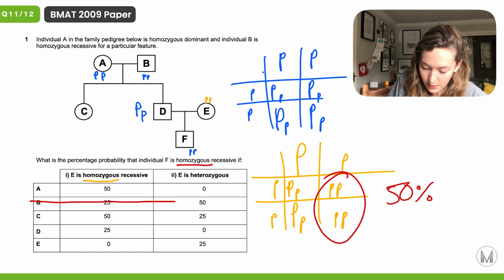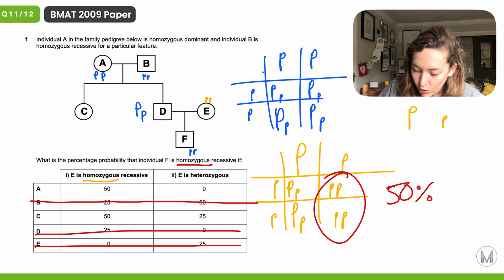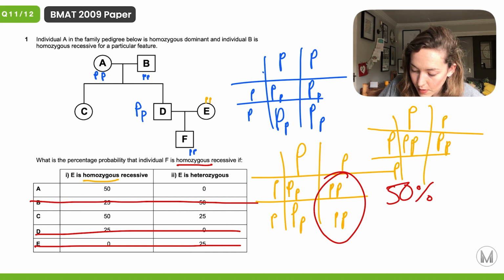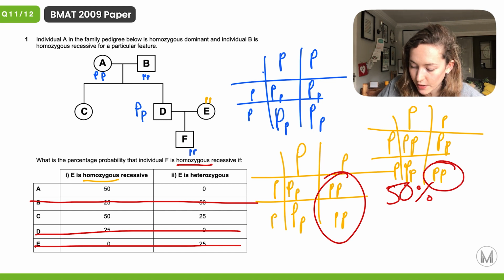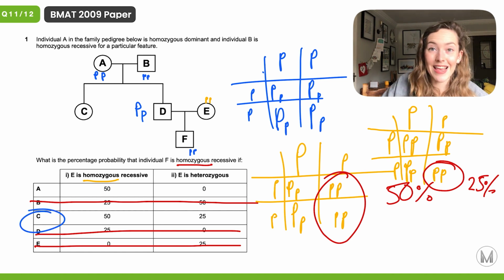So let me eliminate quickly. I can just eliminate anything that suggests anything other. So we've got our 2 50% left. And then E is heterozygous. So let's do our D again. We know that D has to be heterozygous, but now we're crossing it with another heterozygous. So uppercase, lowercase, lowercase. Okay, and again, I've been asked what is it that we've got? F is homozygous recessive. I've only got one here that is homozygous recessive, so that is 25%. Therefore, my answer is C.